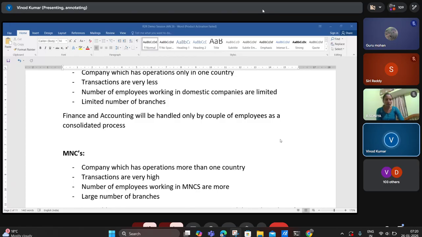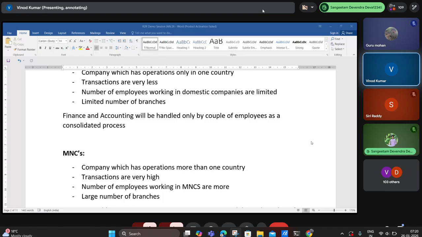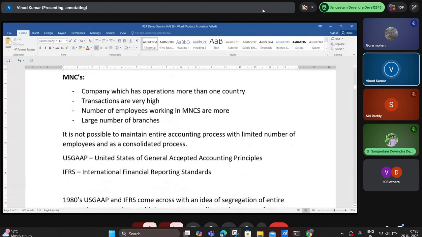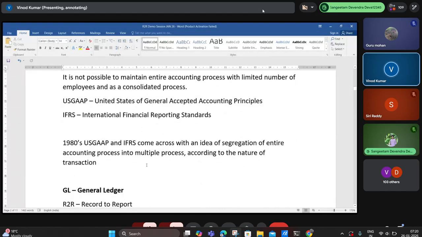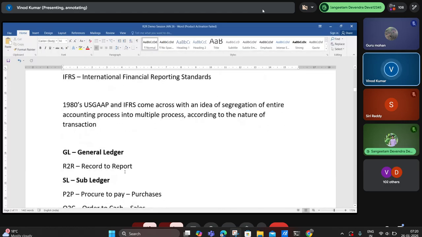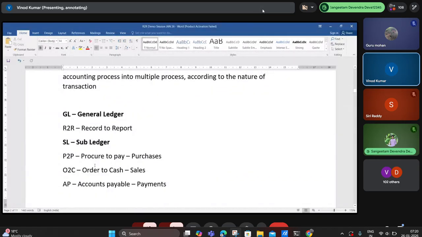So to address this problem, they came up with the idea of segregating the accounting process into multiple processes. So in the 1980s, US GAAP and IFRS came up with a segregation of the accounting process into multiple processes according to the nature of transactions. They divided it into two teams, that is general ledger and sub ledger. General ledger is nothing but record to report.